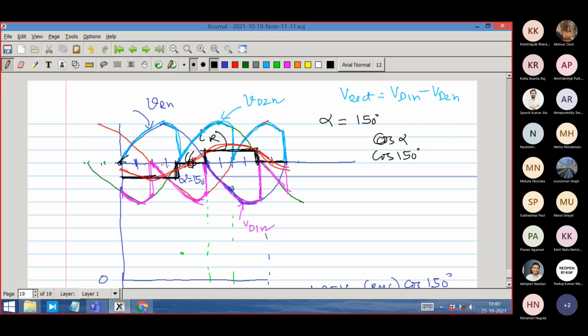And power factor you can find out exactly the same way. You have to divide. The actual power is V RMS, let me say VRn1, the fundamental, into IR1, the RMS value of the fundamental, into cos alpha, right? It doesn't matter whether it is this IR RMS value. Divided by, what is the basic definition, VRN into IR. That will be the power factor.